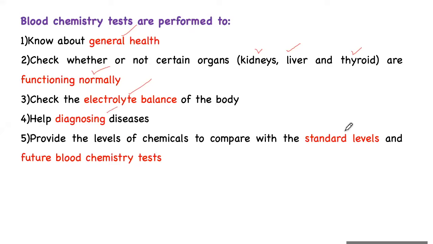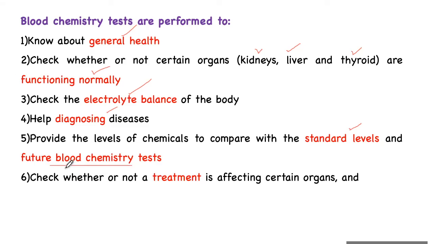It provides the level of chemicals to compare with the standard level and with future blood chemistry levels if you are performing the blood test again. And lastly, it checks whether a treatment is affecting certain organs. For example, if you have started cancer treatment, that is chemotherapy, you know that chemotherapy is so severe that it has an impact on many other organs. If you want to monitor what bad effect it is producing on different organs, you can go for all these biomarker tests. Sometimes in such treatment, this diagnostic test is given periodically.